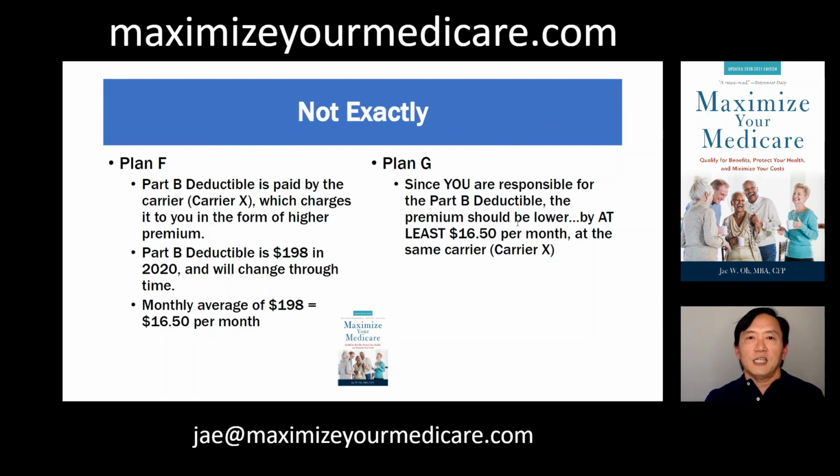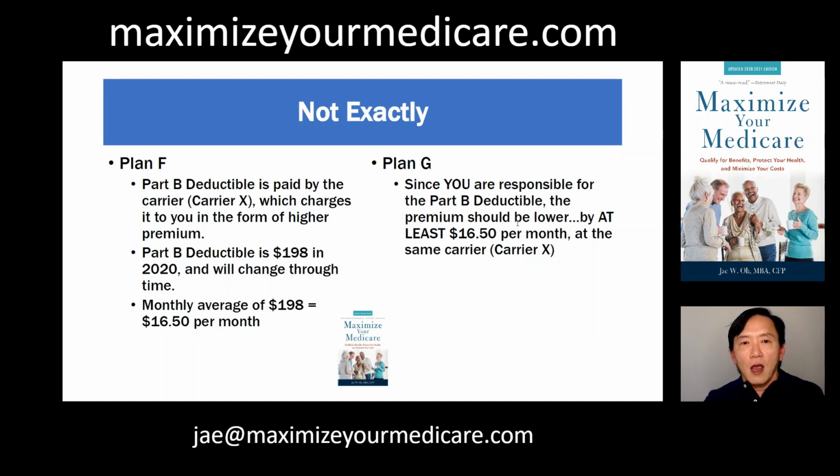That doesn't mean they're exactly the same. And here's the point of the video today, right? Which is that under Plan F, the Part B deductible is paid by the carrier, which it charges to you in the form of higher premium. And if you take $198 and you divide it through by 12, so you get kind of your average monthly cost, that is $16.50 a month.